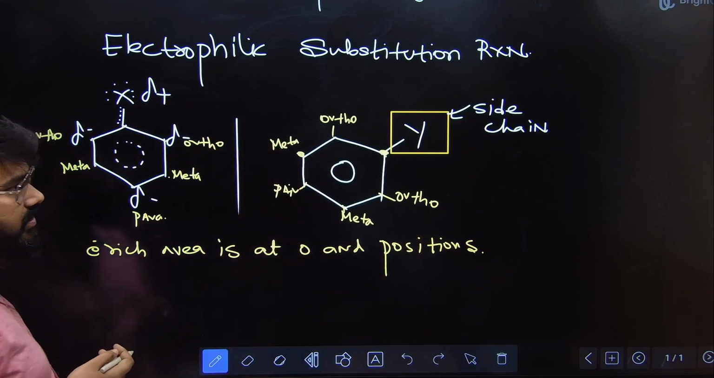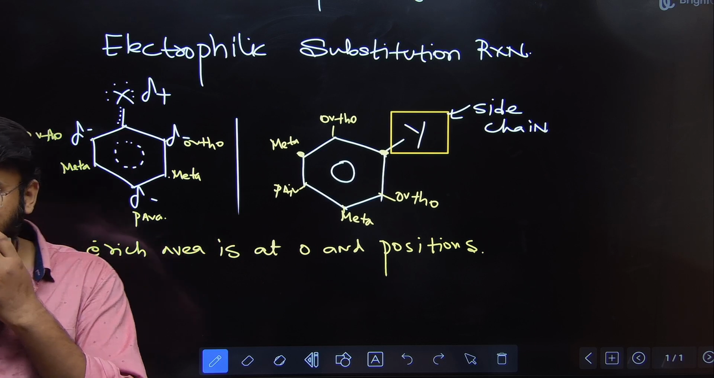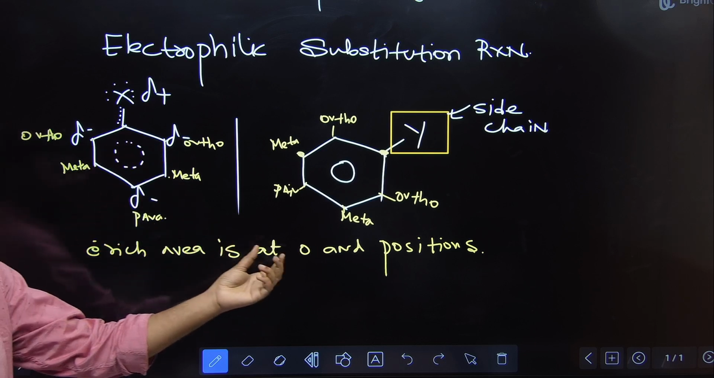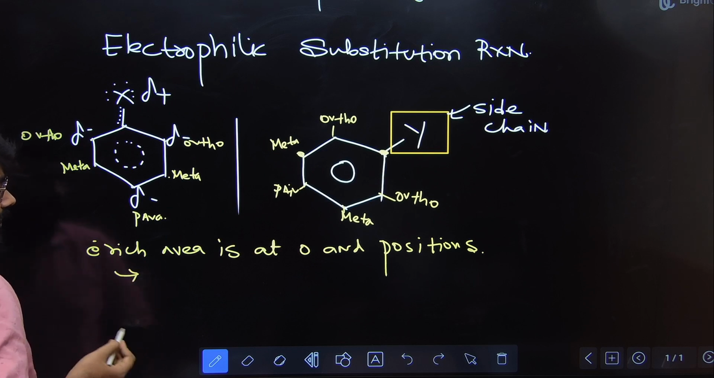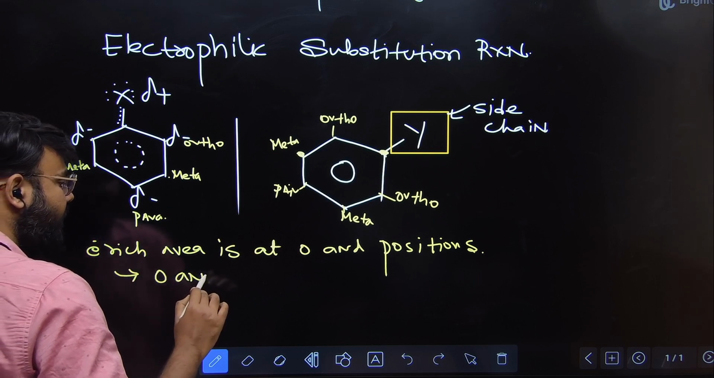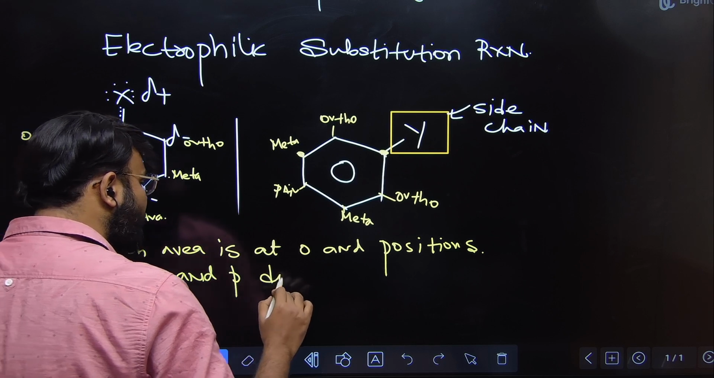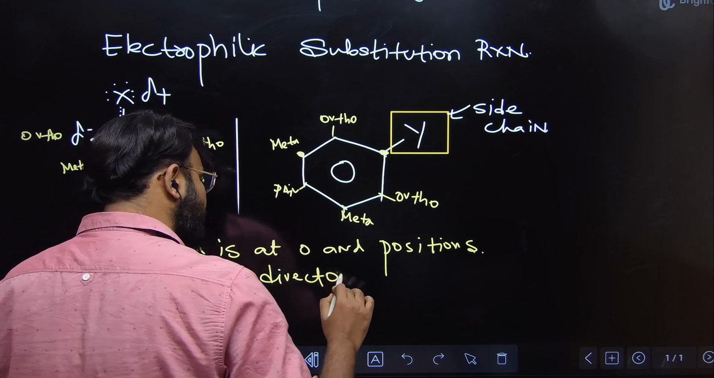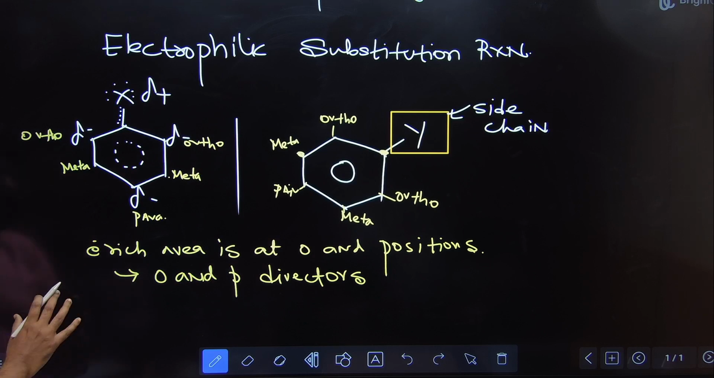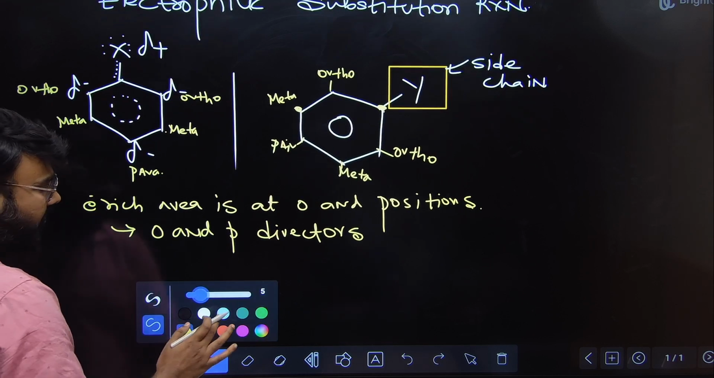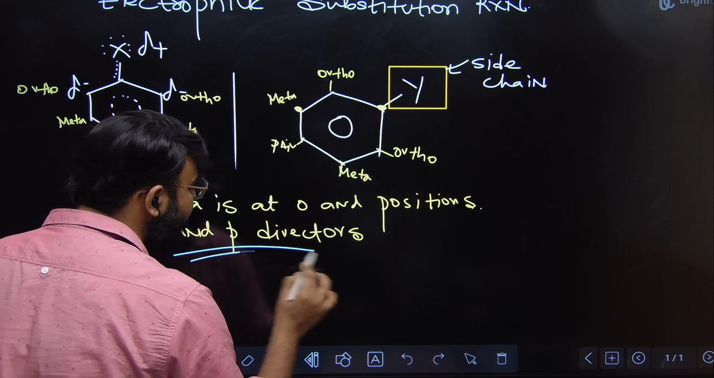In case of haloarenes, because the electron rich area is present at ortho and para positions, we call them ortho and para directing groups, ortho and para directors. Okay? Ortho and para director, what does it mean? What does it mean by ortho and para directors?